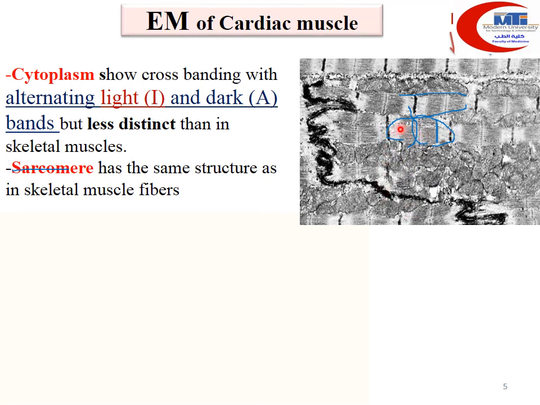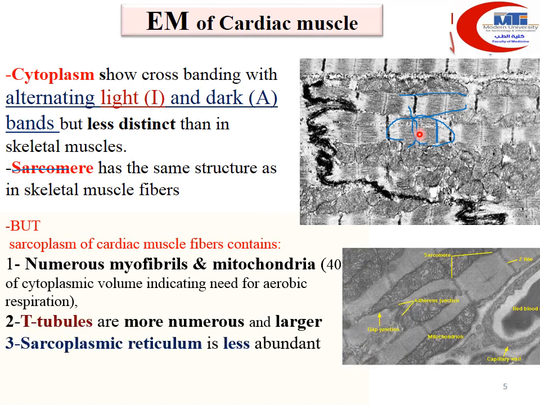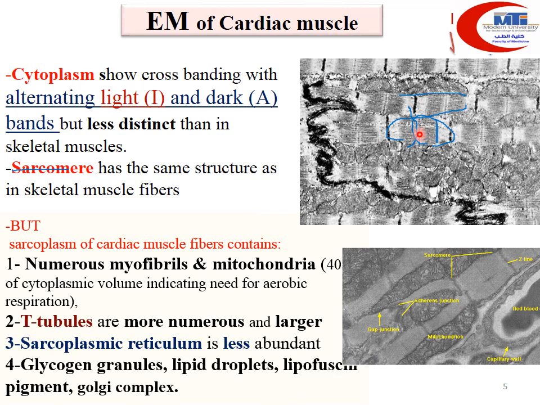Sarcomere has the same structure as in skeletal muscle fiber, but the sarcoplasm of cardiac muscle fiber contains numerous myofibrils and numerous mitochondria. T-tubules are more numerous and larger. Sarcoplasmic reticulum is less abundant. Also present are glycogen granules, lipid droplets, lipofuscin pigments, and Golgi complex.